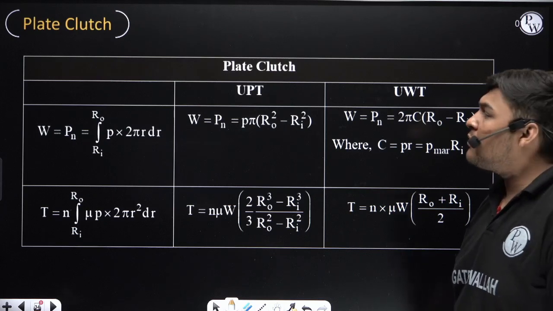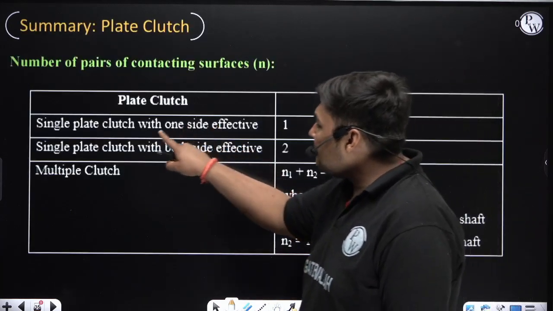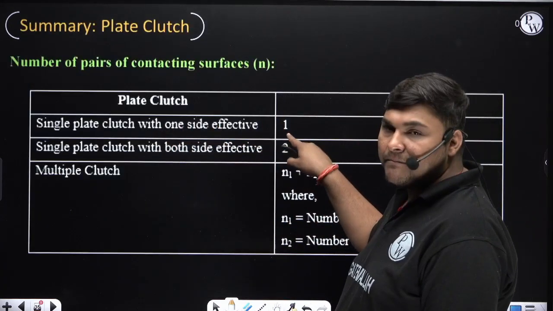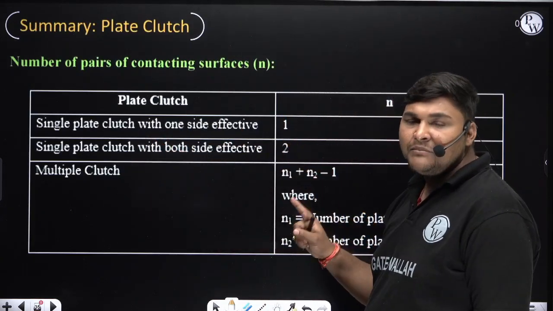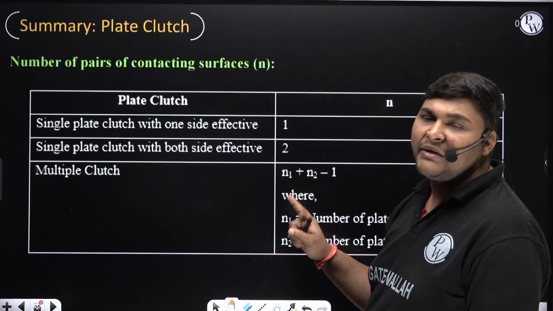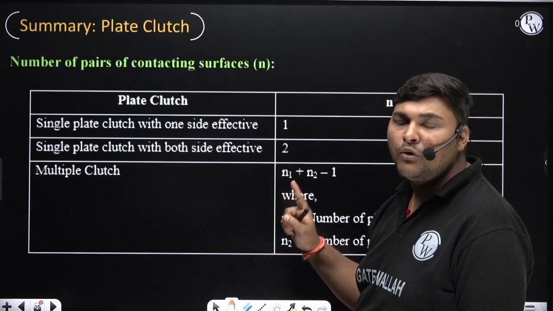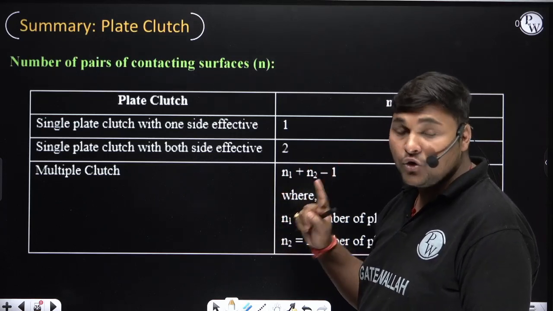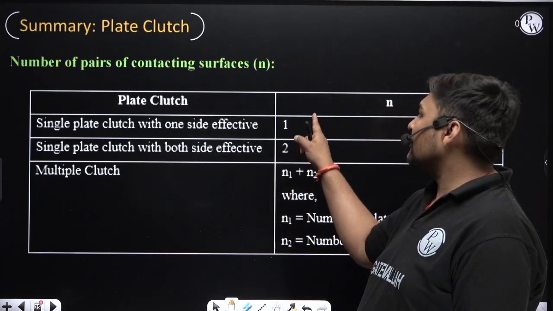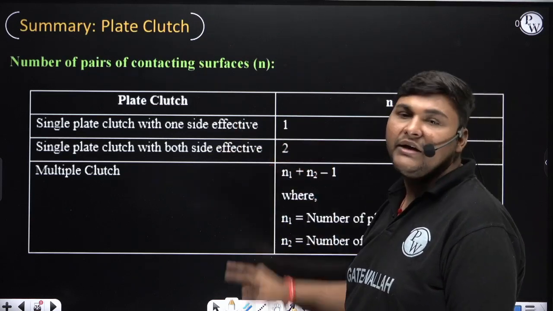The number of pairs of contacting surfaces for a single plate clutch with one side effective is 1, and for a single plate clutch with both sides effective is 2. If in the exam a single plate clutch is mentioned but it is not mentioned whether one side or both sides is effective, or the number of pairs of contacting surfaces is not given in the question, then for a single plate clutch take the value of n equal to 1 by assuming one side effective.